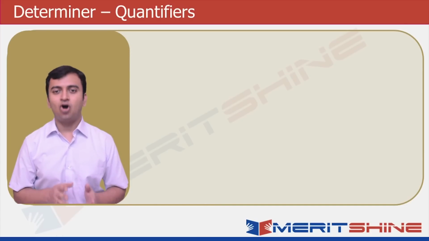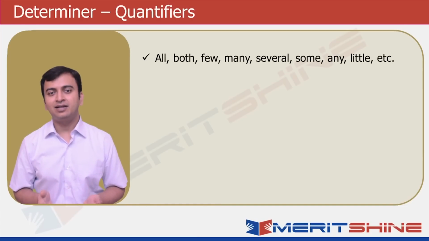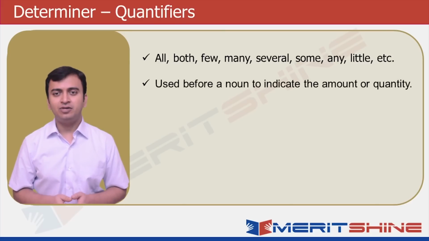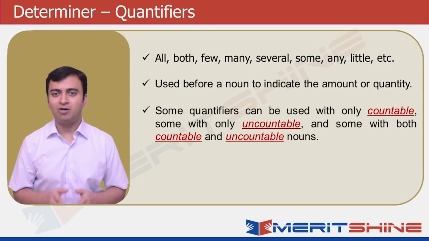Quantifiers such as all, both, few, many, several, some, any, little are used before a noun to indicate its amount or quantity. Some quantifiers are used only with countable nouns and some only with uncountable, and others are used with both countable and uncountable nouns.